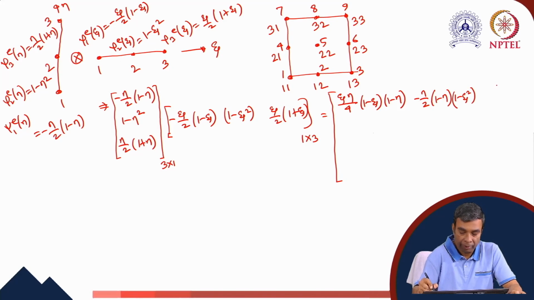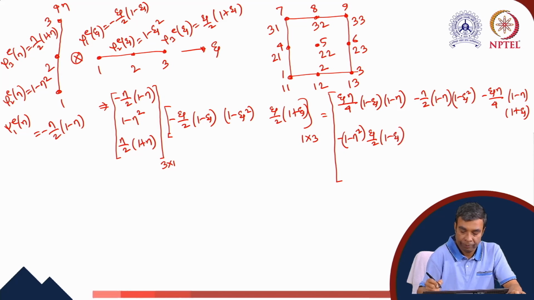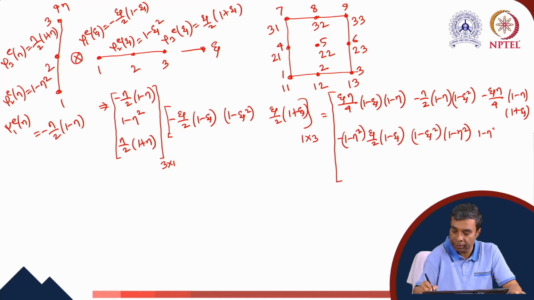Finally, we have minus xi eta by 4 into 1 minus eta into 1 plus xi. For the second row, we have minus 1 minus eta square into xi by 2 into 1 minus xi. Then we have 1 minus xi square into 1 minus eta square. Finally, in the second row, we have 1 minus eta square into xi by 2 into 1 plus xi.